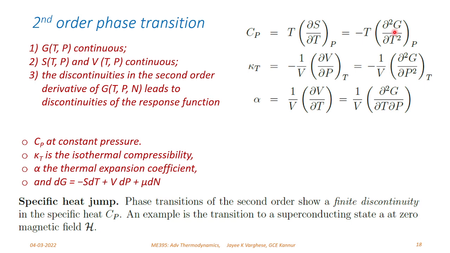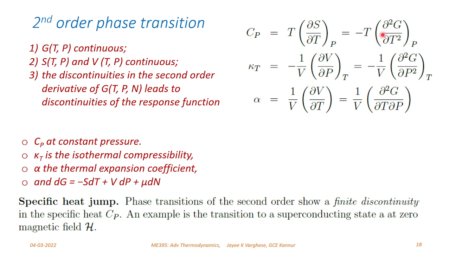Second derivative of the Gibbs function: ∂²G/∂T² for Cp, Kt is something multiplied with ∂²G/∂P², and alpha is something multiplied with ∂²G/∂T∂P. So in all these, the specific heat at constant pressure, the isothermal compressibility, and the thermal expansion coefficient alpha, all have second order derivatives of the Gibbs function with respect to pressure or temperature or a combination.